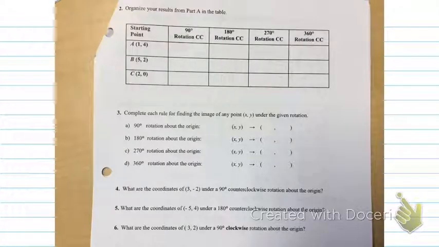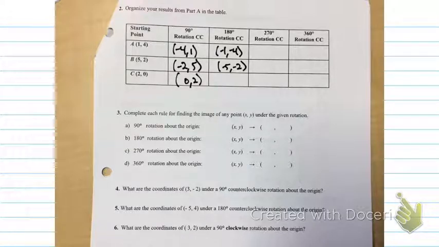So let's fill out our table here. So 90-degree rotation. We had -4, 1, -2, 5, and 0, 2. The 180-degree, we had -1, -4, -5, -2, -2, 0. You'll get time to catch up. This, we're just recording stuff. We had 4, -1, 2, -5, 0, -2. 360, they're just the same.